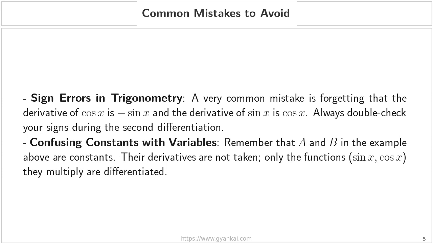Secondly, be careful not to confuse constants with variables. If you recall the example we just solved, the letters a and b were constants. Remember that we do not take the derivative of these constants. We only differentiate the functions, such as sine x and cosine x, that they are multiplying.